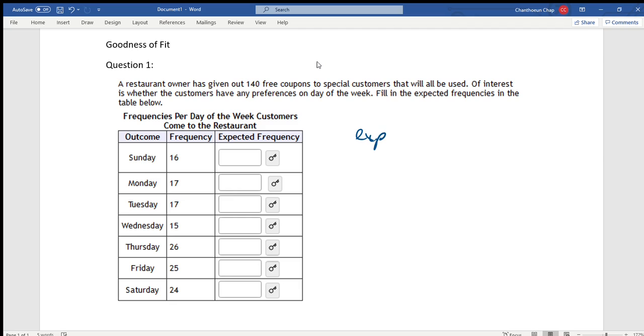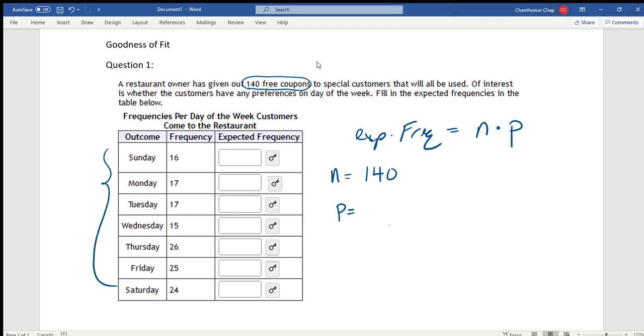Recall the formula for expected frequency is equivalent to n times p, where n is the sample size and p is the probability. In this problem, we know the sample size is 140 individuals, so n equals 140. Now, what is the probability? Well, let's assume that the days of the week are equally likely to be selected, and there's 7 days of the week. What is the probability of a day being chosen? Well, that's 1 out of 7.